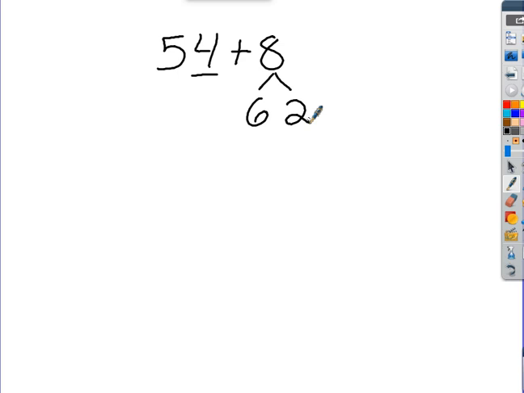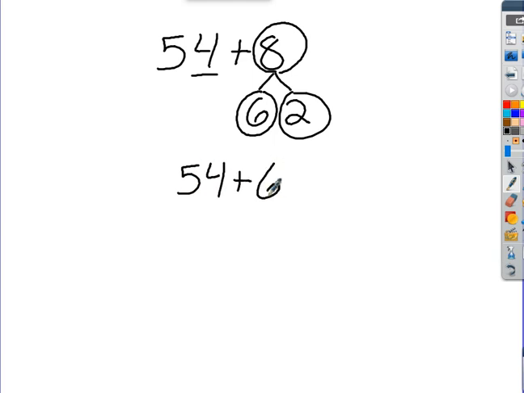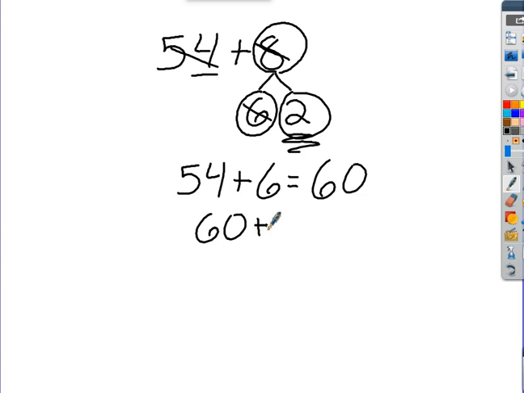Your children are familiar with looking at numbers this way, and you may have seen it in some of the work they've brought home, where this builds a number bond. So we're going to take the 54 and add the 6 to it to get to our next 10. Our next 10 is 60. So we've used our 54, our 8 is gone, we just used our 6, and all we're left with is our 2. So we're now going to take that 60 and add 2.